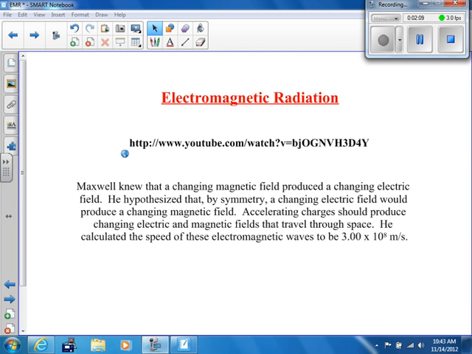Now, that changing electric field will generate a changing magnetic field. It's going to look like this, which will generate a changing electric field, which will look like this, and so on and so on. So in effect, what you get are these two sine waves, an electric field sine wave and a magnetic field sine wave, that go together but perpendicular to each other and perpendicular to the direction of motion. So it looks something like this.